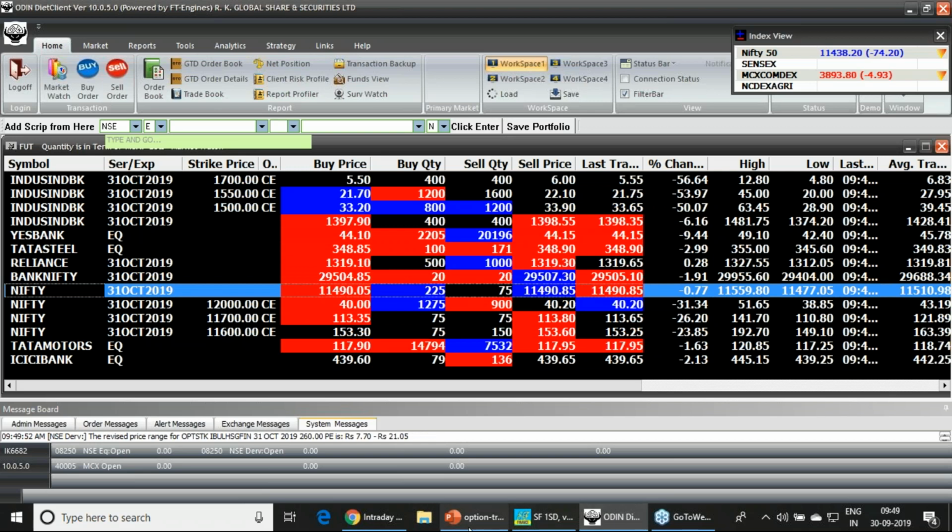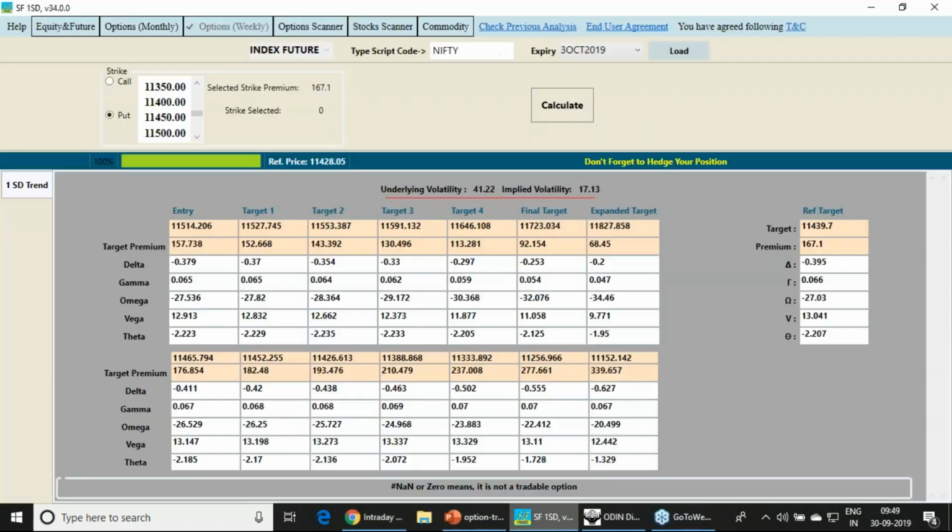Weekly options and the option scanner both take the spot price reference. So listen very carefully, those who are using this tool: spot price reference is taken for weekly options as well as the option scanners. These two things are very important. Now going for this particular analysis. You have seen 428, so my nearest strike, let me go for the 11,400 call option.